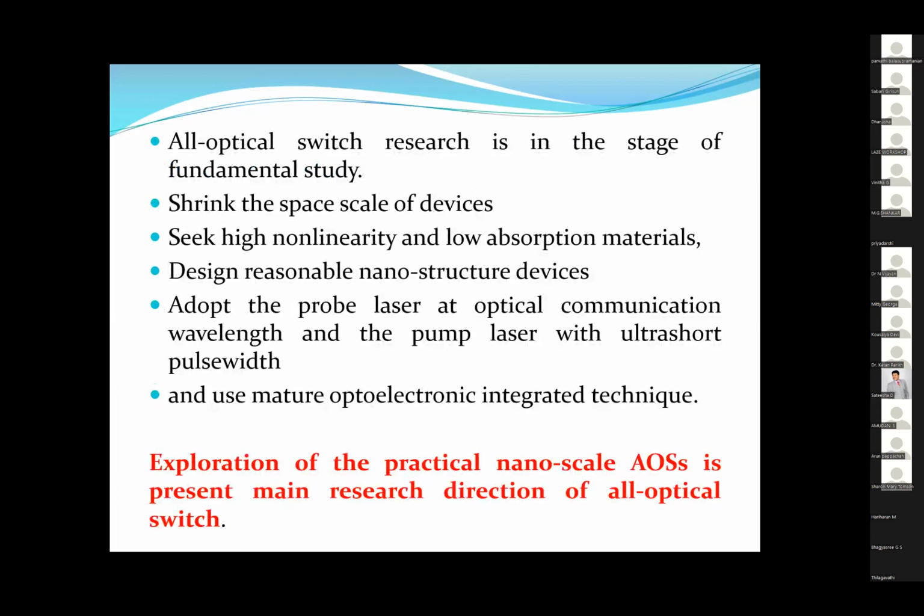The working principle of these is based on various nonlinear optical effects, which include the single photon or 2 photon induced nonlinear refractive index change or nonlinear absorption coefficient change. Up to now, all optical switch research is in the stage of fundamental study, which cannot reach the technology indexes required by a practical device, which has low power, high speed, and low loss properties.